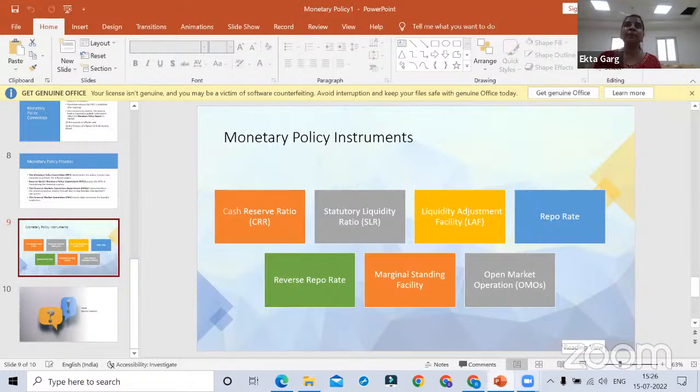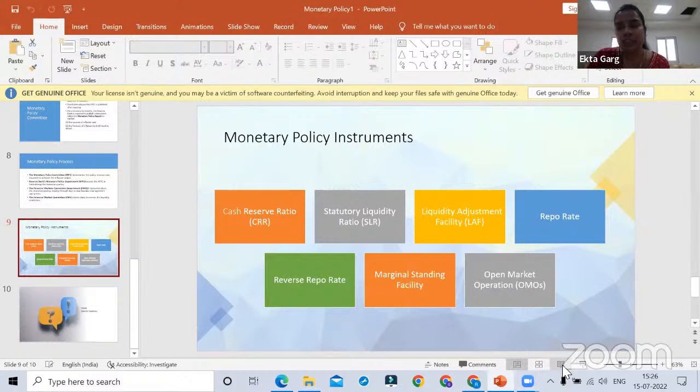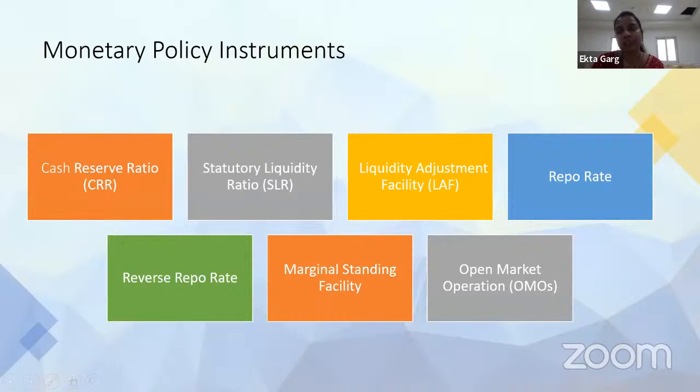So you can see that post COVID, there was easy monetary policy, right? Under easy monetary policy, they are trying to reduce the interest rate in the economy. They are trying to increase the money supply in the economy so that we can have a favorable impact on the economy. Similarly, in a boom period, when the economy is growing at a very fast rate, it leads to inflation in the economy.